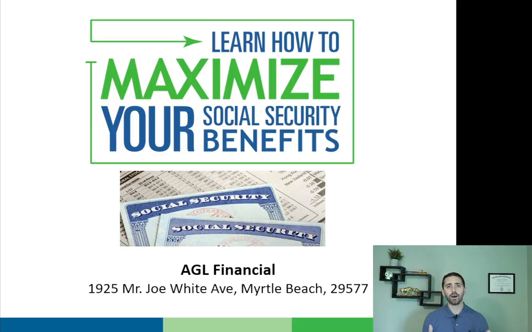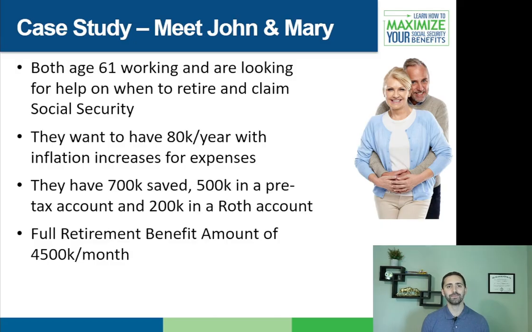Without further ado, I'm going to jump right in and we can get into our example. Let's go ahead and meet our married couple, John and Mary. Now, John and Mary, they're both 61 years old and they're still working. So they need to decide when is the right age to retire and when they should take their Social Security benefits. And as we mentioned in the first presentation, this is a very personalized decision.